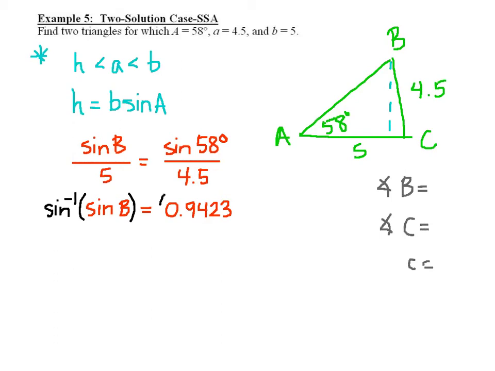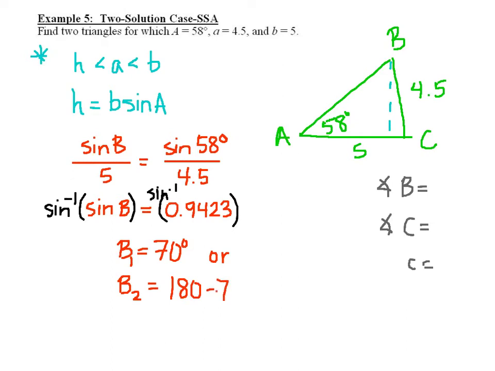and when you take the arc sine of both sides, so take the arc sine of the left, take the arc sine of the right, you're going to get that B is equal to 70 degrees. Now your calculator is only going to give you your acute angle. So what you have to know is that this is going to be one of your options, and your second possible angle is going to end up being whatever 180 minus 70 degrees is, which is going to be 110.